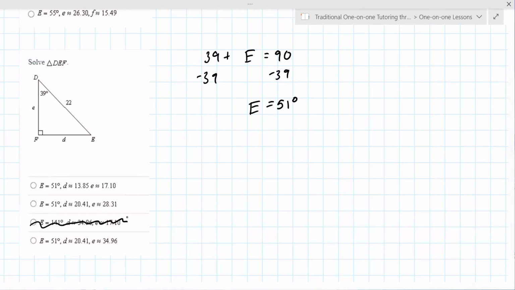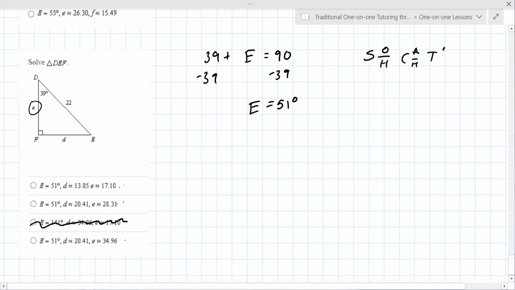Now, I know in the previous problems we've been using, well, actually, let me look here. Do you see how the answer for E is different in each one, but not in D? So we want to get E. And we have been using tangent, but tangent relies on opposite and adjacent. We want something with a hypotenuse in this. So sine, cosine, and tangent, we're either going to use a sine or a cosine.